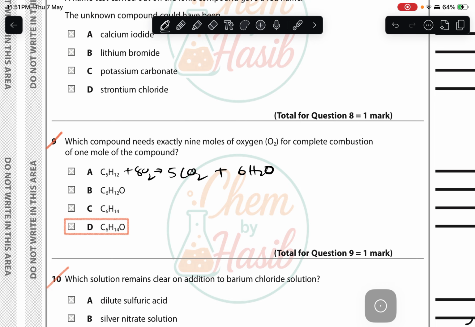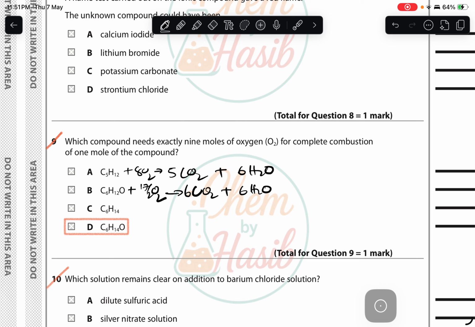If you carry out combustion of C6H12O, it will produce 6 moles of carbon dioxide and 6 moles of water. So the number of oxygen required will be 6 into 2 is 12, plus 6 is 18. So there is already one oxygen, so this would be 17 by 2 O2.